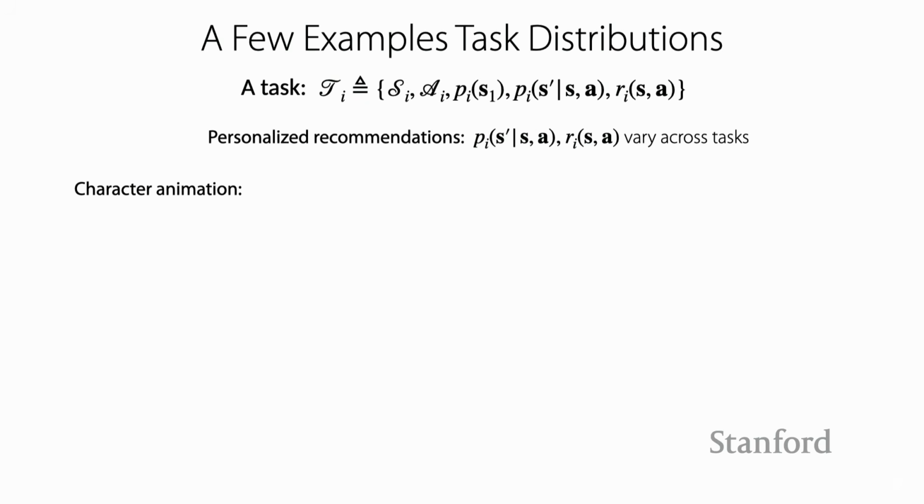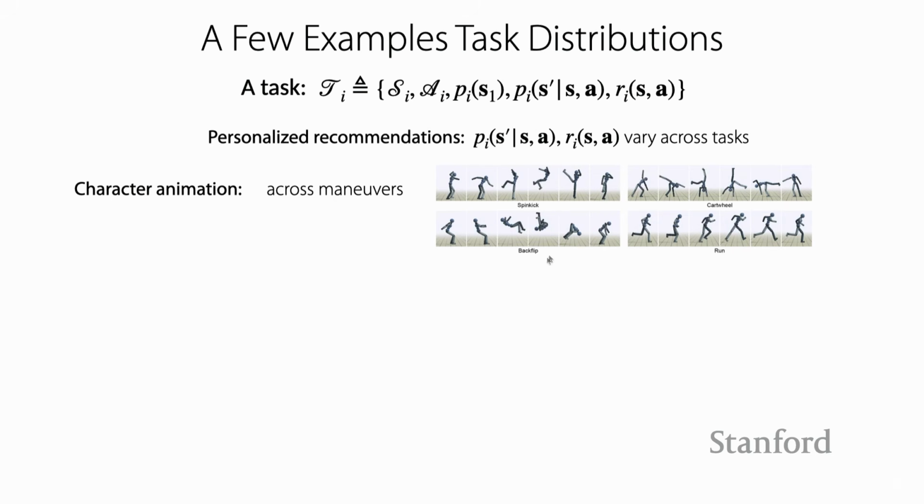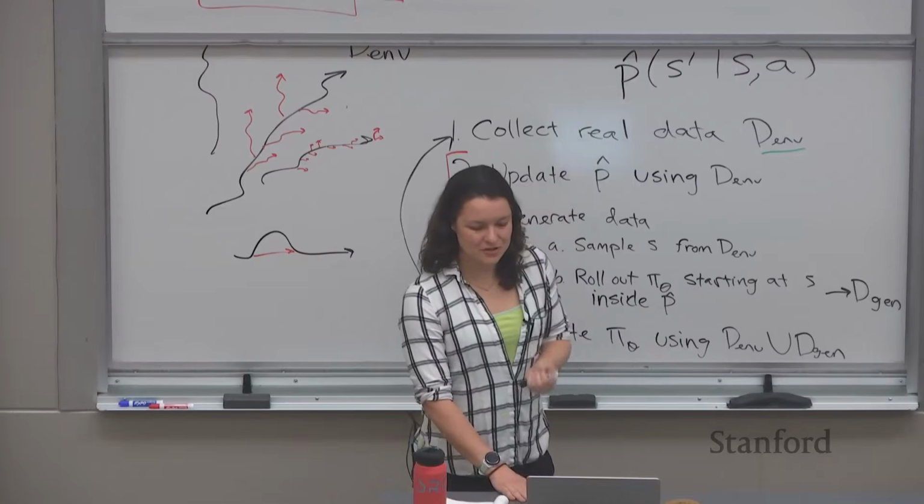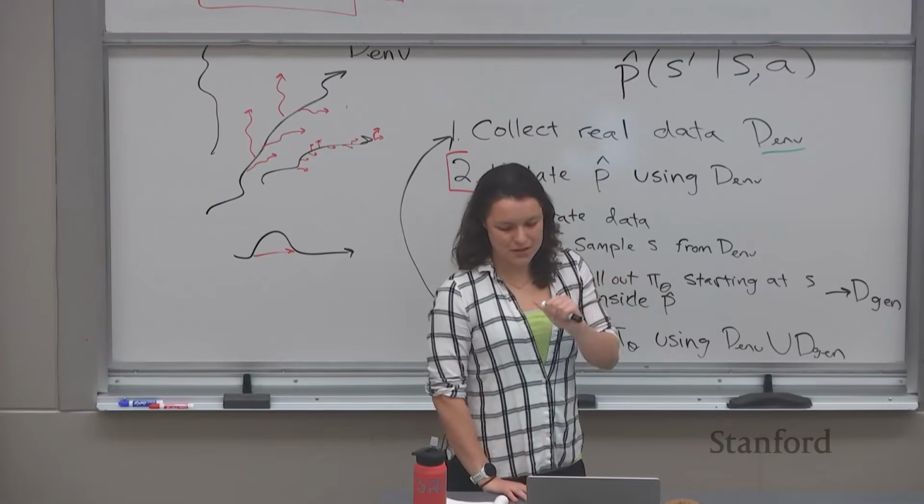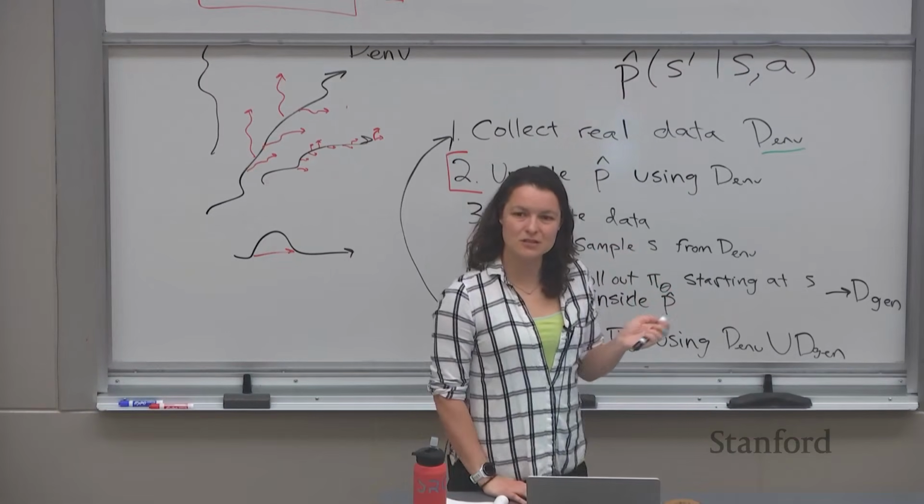Reinforcement learning is often used, and this is an application we haven't really talked about, in character animation, to create animations of different kinds of characters, like people or other animated characters that appear in movies. And you might want to be able to animate a character to do lots of different maneuvers. You might want your character to be able to do a backflip, or run, or do a cartwheel. And each of these would be different tasks. Does anyone have thoughts on what would vary across tasks versus be fixed across tasks?